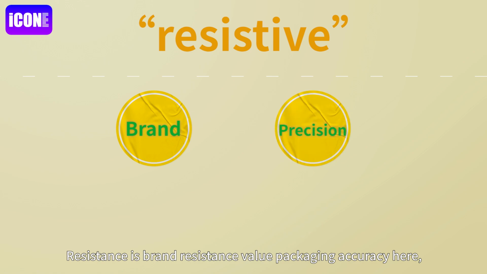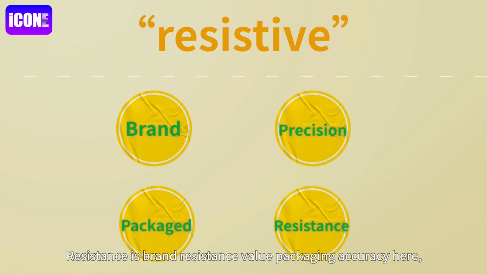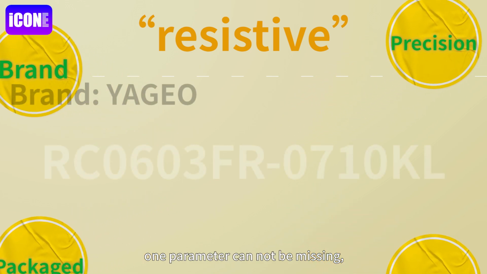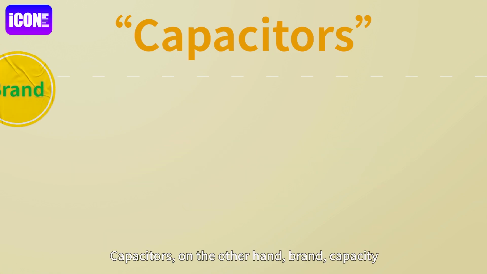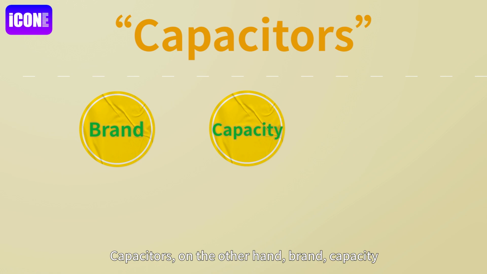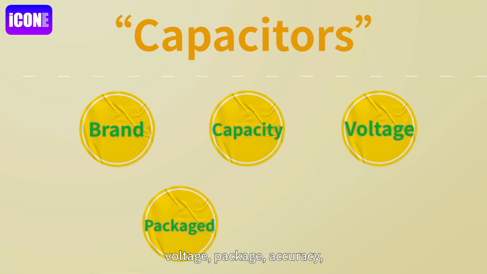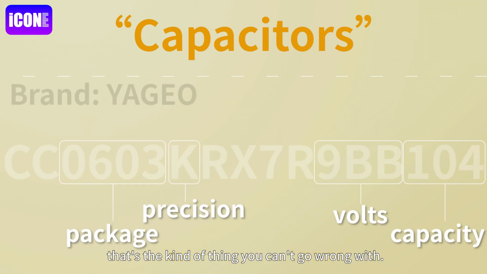Resistance is brand, resistance value, packaging, accuracy. Here, one parameter cannot be missing. Missing one may lead to purchasing the wrong material. Capacitors, on the other hand, are brand, capacity, voltage, package, accuracy. That's the kind of thing you can't go wrong with.